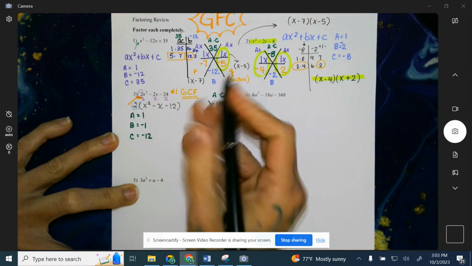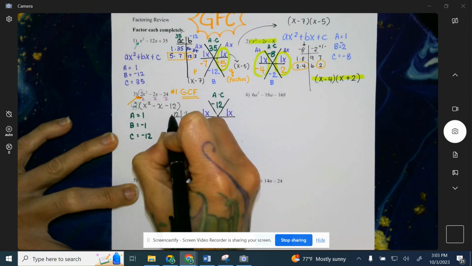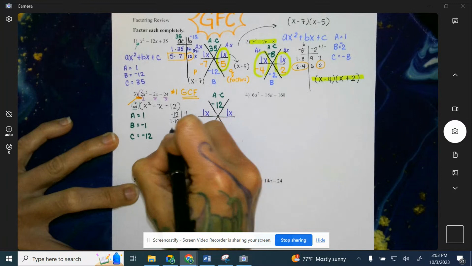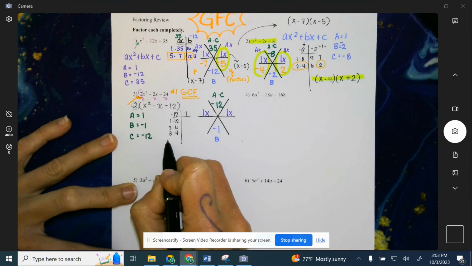And then we're looking for our factors that will multiply to give us 12, that will add or subtract to give us 1. And if we're being literal, they're both supposed to be negative. So 1 times 12, 2 times 6, 3 times 4, and then the next one will be 4 times 3.